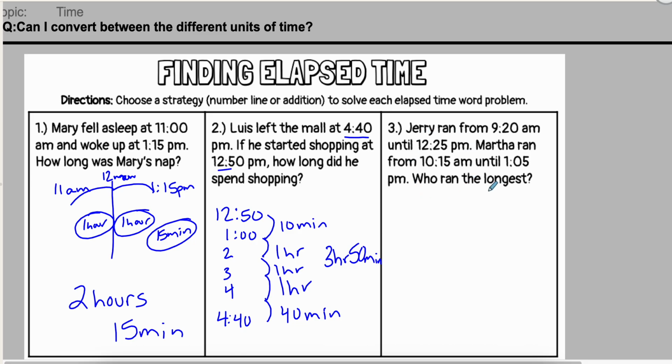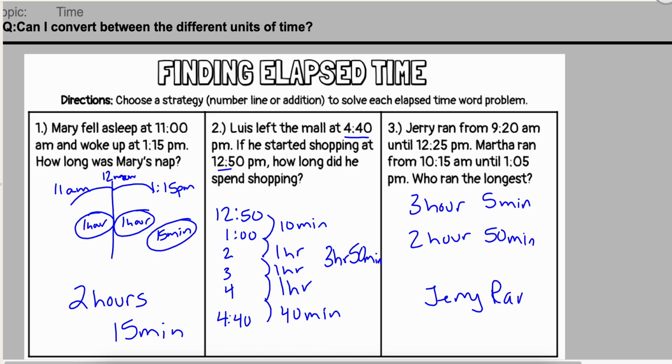If you didn't have a chance to try this one, go ahead and pause it and see what you get. When I completed this one, I had Jerry, who ran 3 hours and 5 minutes. And I had Martha, who ran 2 hours and 50 minutes. And that means that Jerry ran further. Jerry ran longest, which is the same thing.